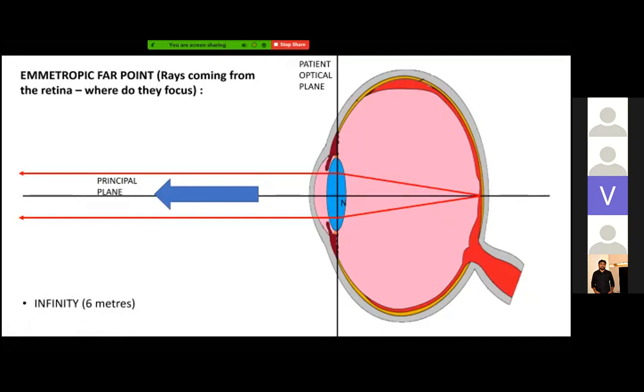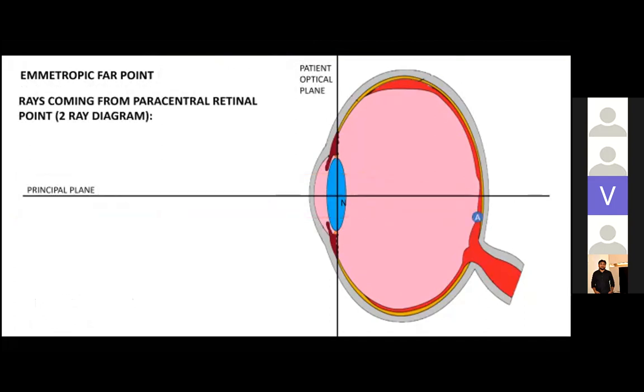Now, it is not only important to understand the rays coming from the central part of the retina, but also rays coming from a paracentral retinal point, shown as A over here.